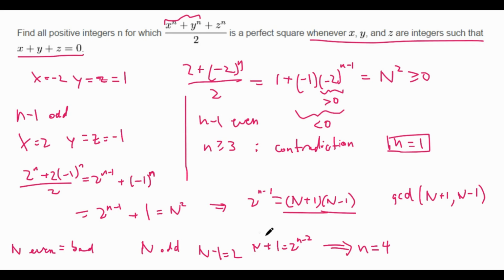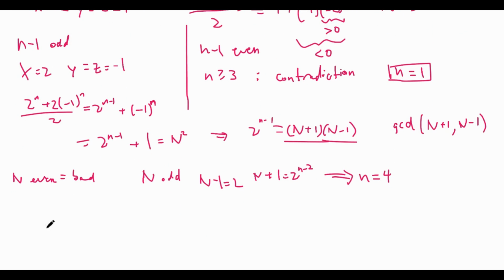But we have to do one more thing, which is to check that this solution indeed actually gives a perfect square for any integers x, y, and z such that x plus y plus z equals 0. So the question is, is x to the 4 plus y to the 4 plus z to the 4 over 2 a perfect square?